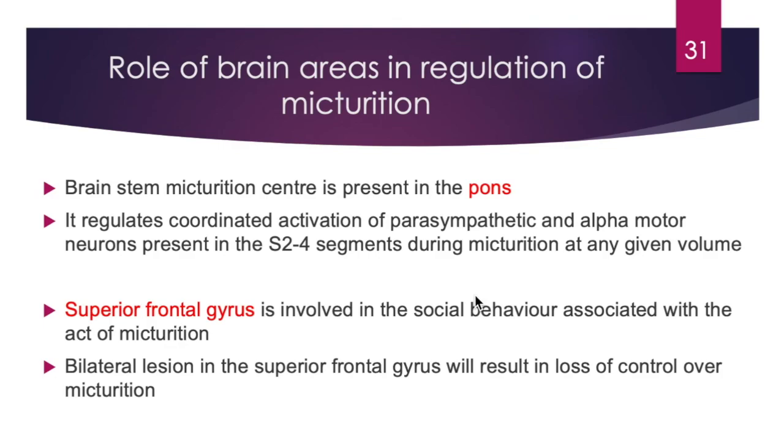The brainstem micturition center is present in the pons. It regulates coordinated activation of parasympathetic and alpha motor neurons present in the S2-3-4 segments during micturition at any given volume. The superior frontal gyrus is involved in the social behavior associated with the act of micturition. Bilateral lesion in the superior frontal gyrus will result in loss of control over micturition.